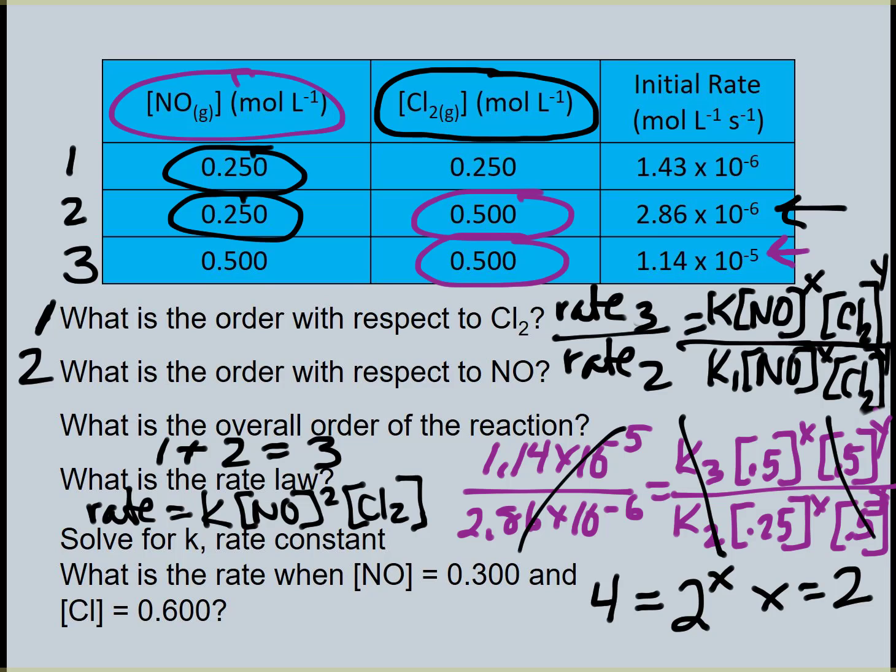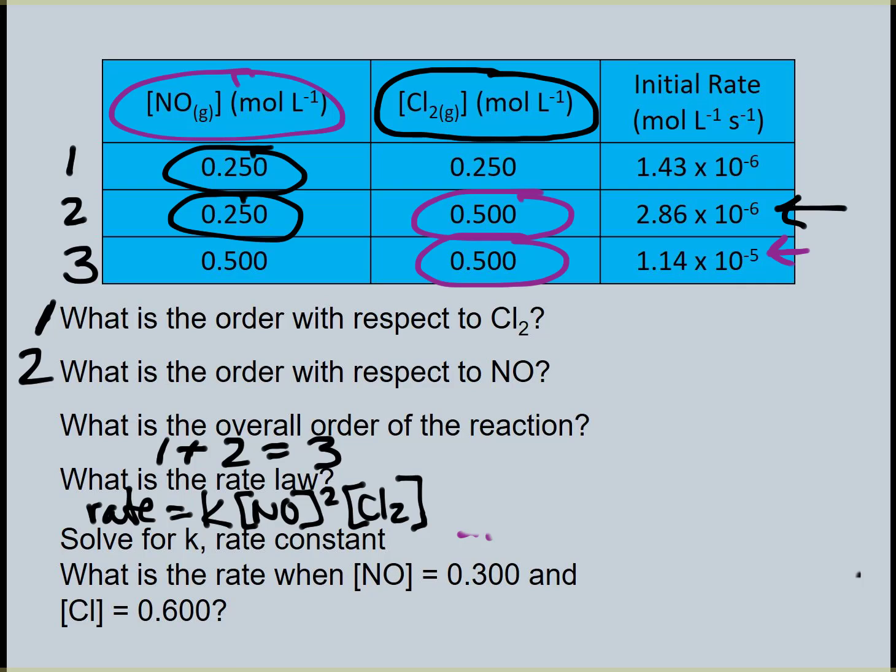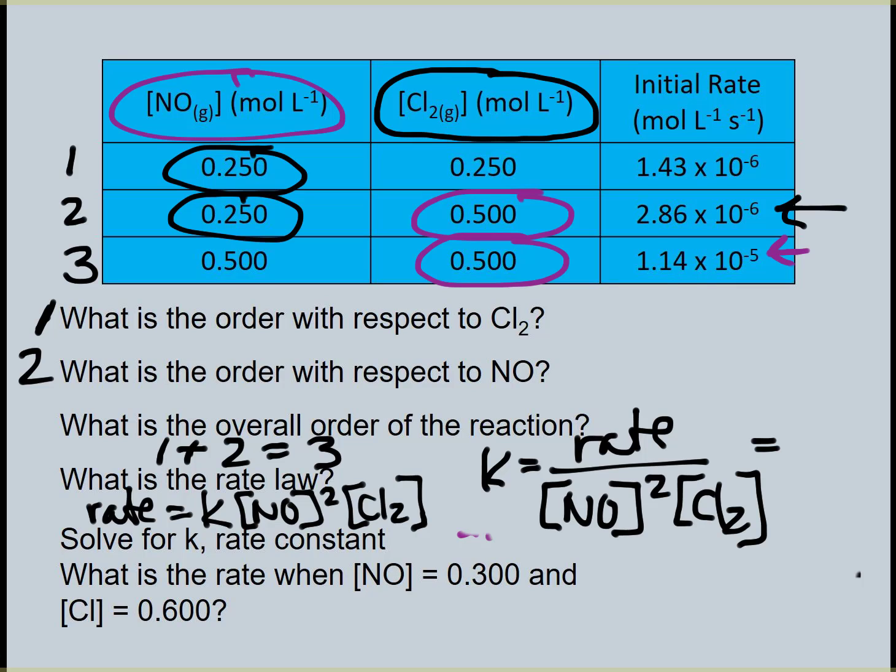It says solve for K, the rate constant. So let me clear up this work. I'm just going to rearrange this. So I have K is equal to the rate divided by those concentrations. And then I just need to pick one experiment. And it doesn't matter which one you pick. I think I'm just going to pick the top one.